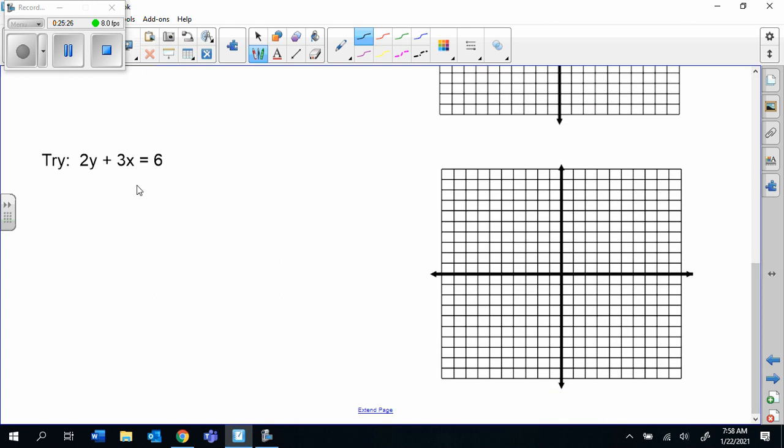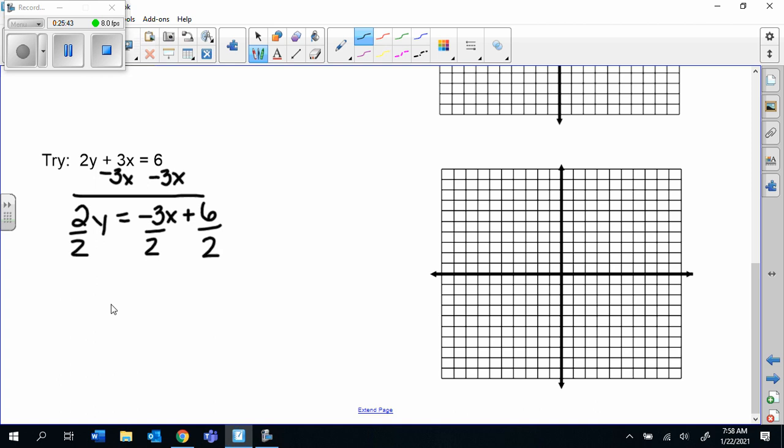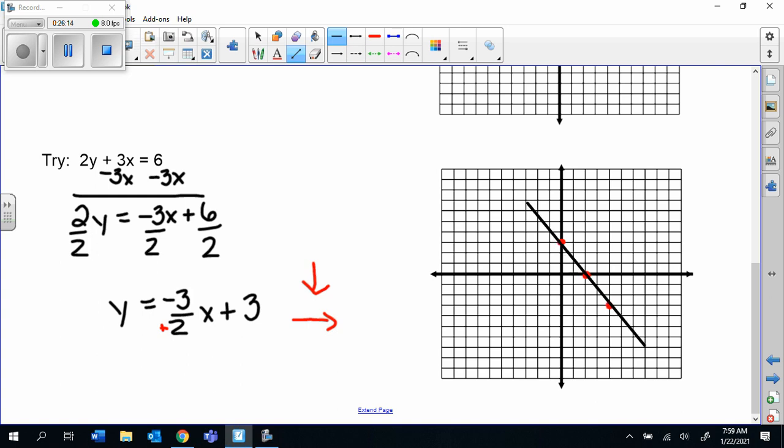All right, one more to try. Let's take that 3x to the other side. 2y equals negative 3x plus 6. Divide by 2. y equals negative 3/2 x plus 3. So let's go up 1, 2, 3 and put our dot. Our slope is a negative 3 over a positive 2, so I'm going to go down 3 and then right 2, down 3, right 2, down 3, right 2, and draw our line.